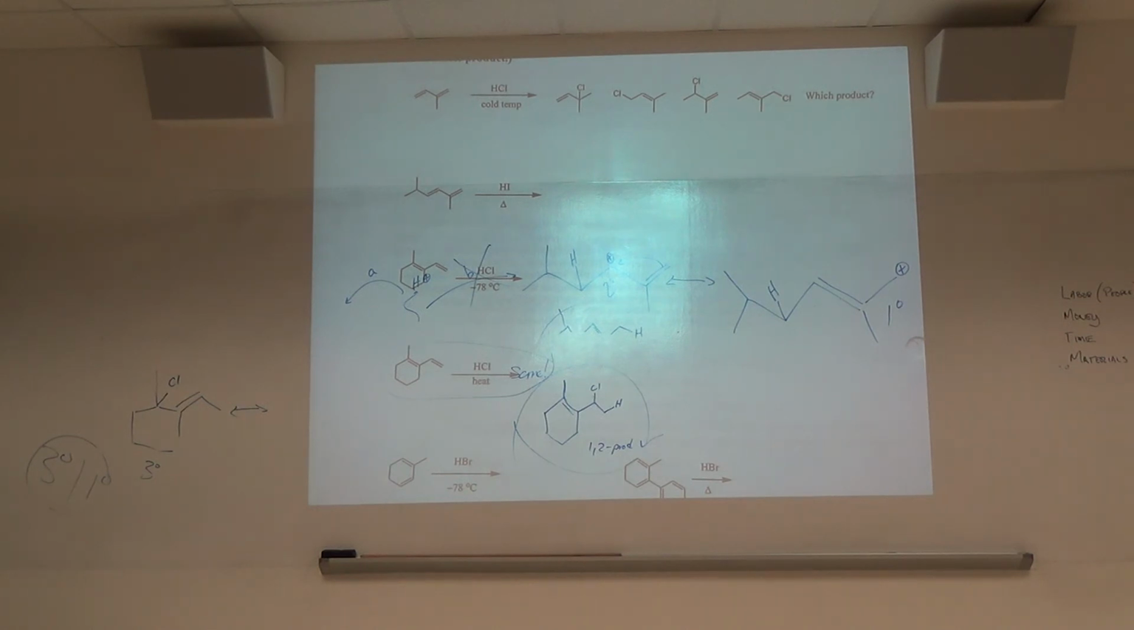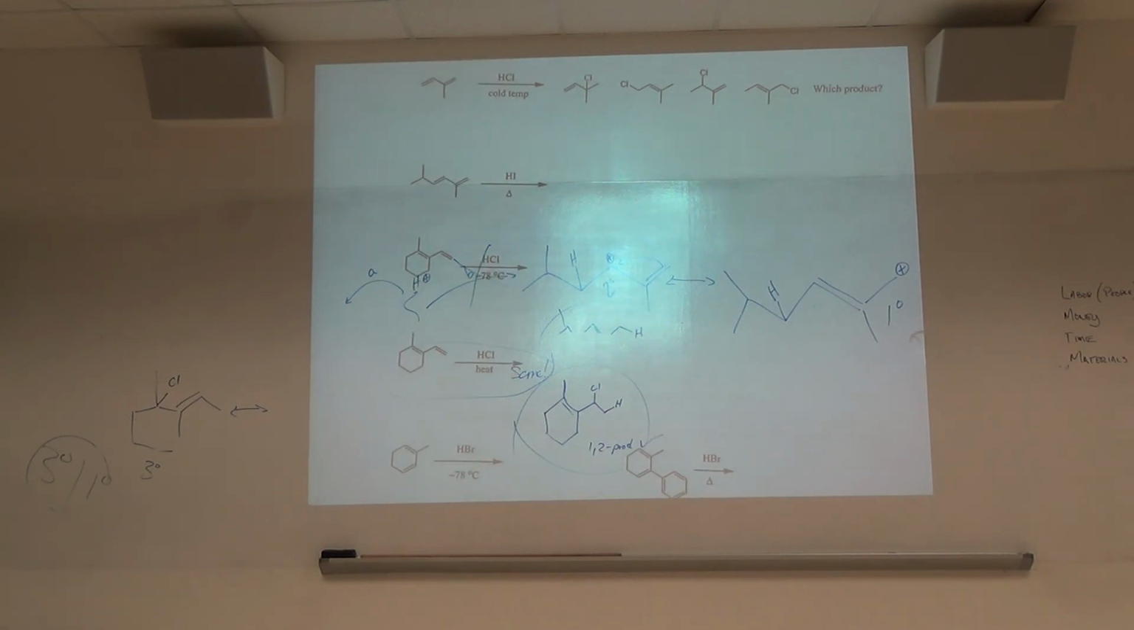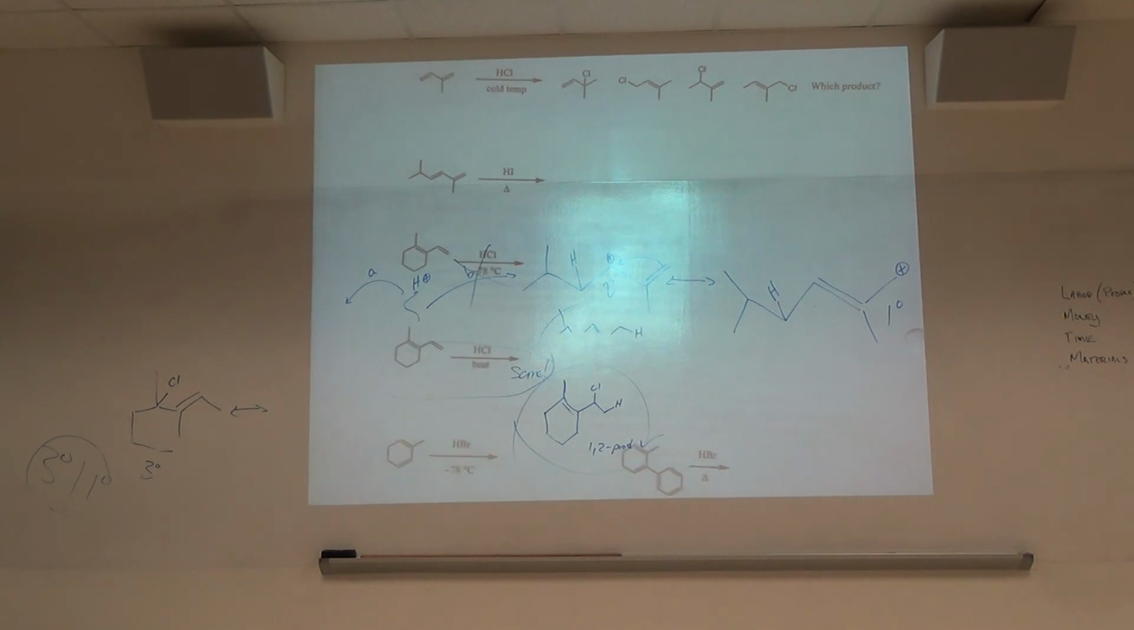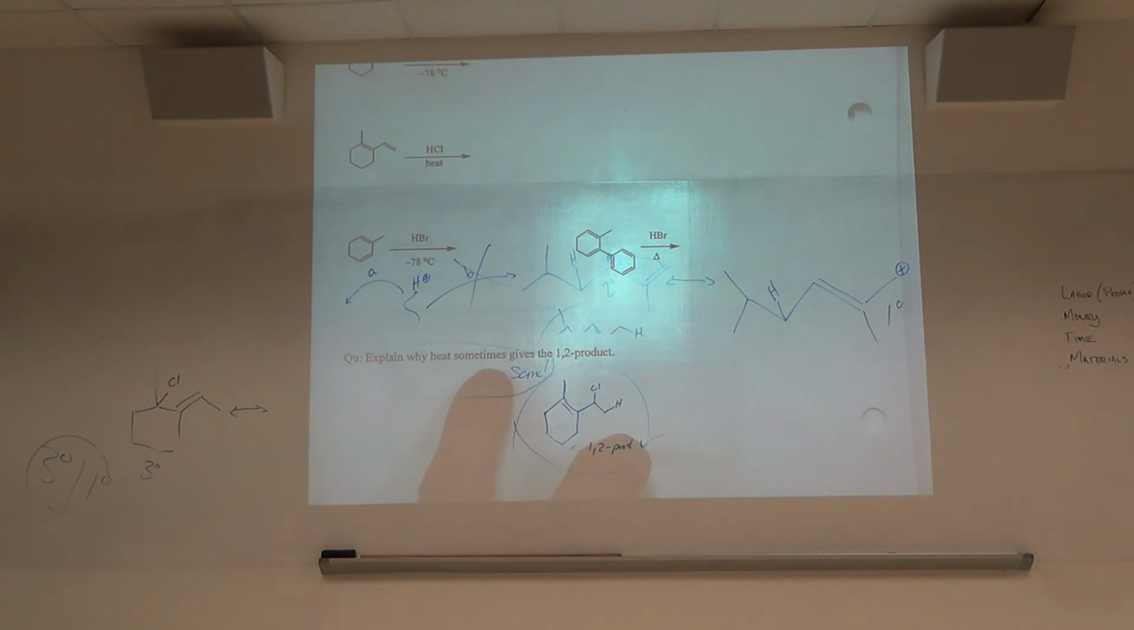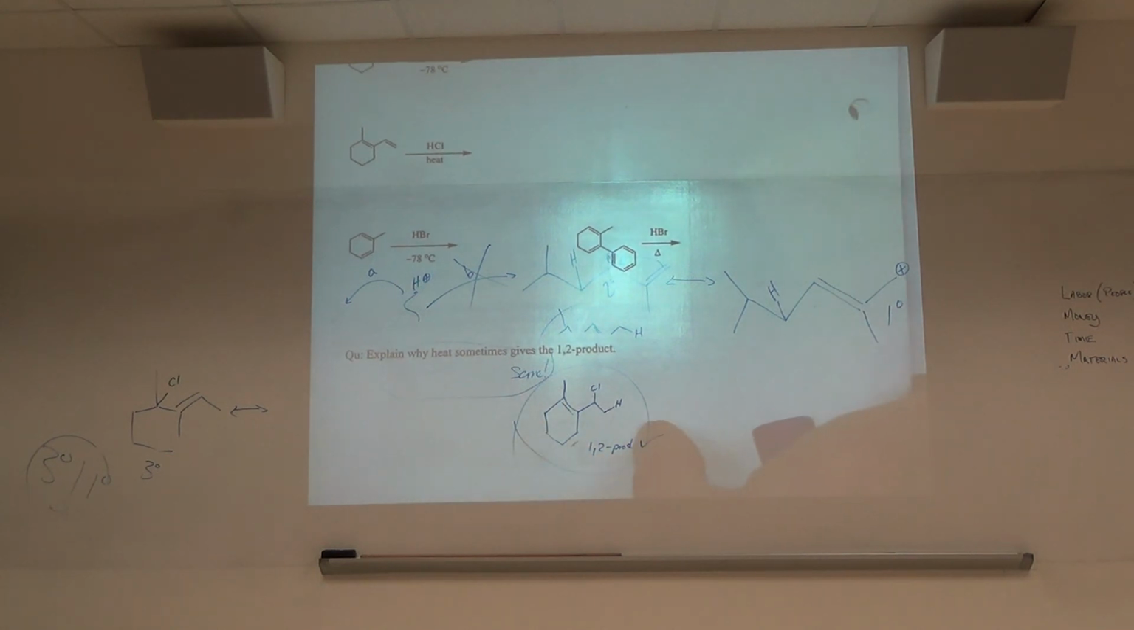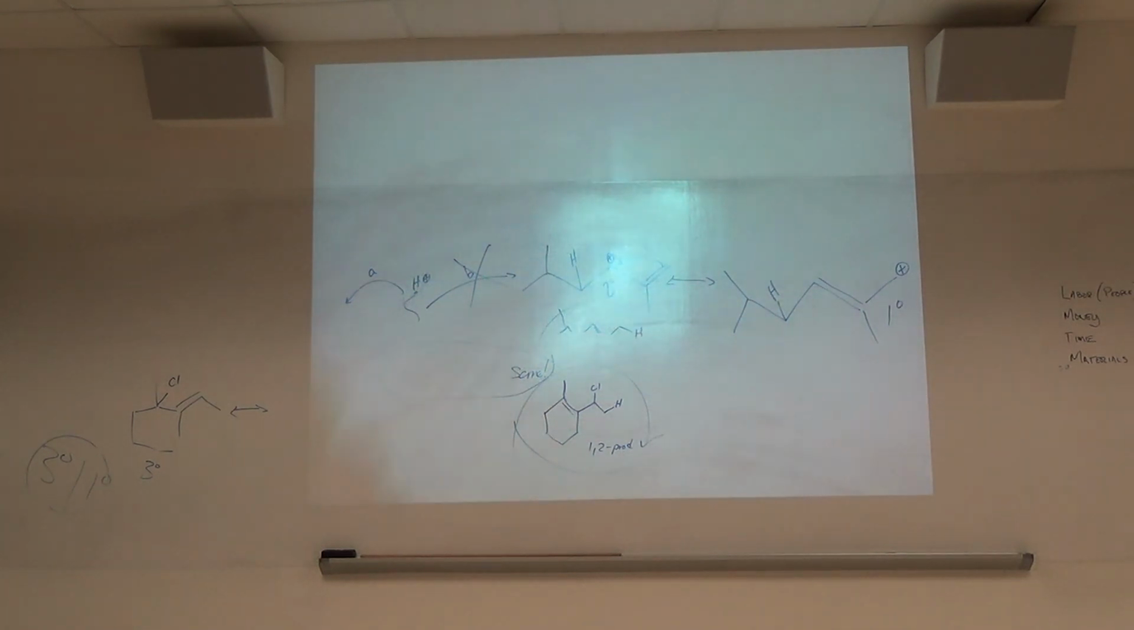Please don't fall in the trap that heat gives the 1,4 product. A lot of books will tell you that. That's because they show you simple examples. Heat gives the most stable product. Which is most stable? It's all based on alkene substitution. We just answered this question down here. Sometimes the 1,2 is the most stable. Any questions about 1,2 or 1,4 additions?